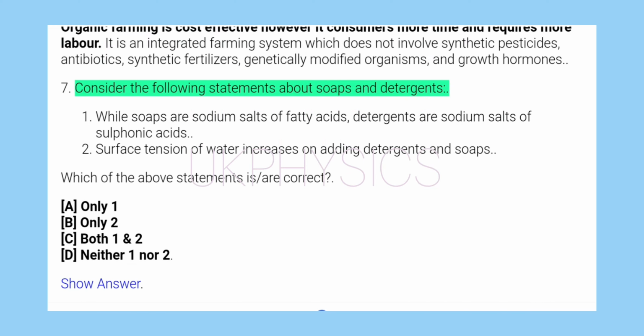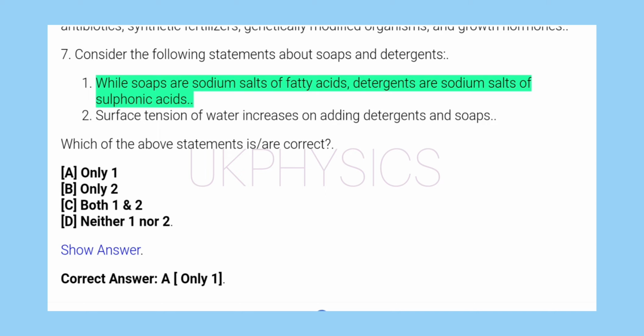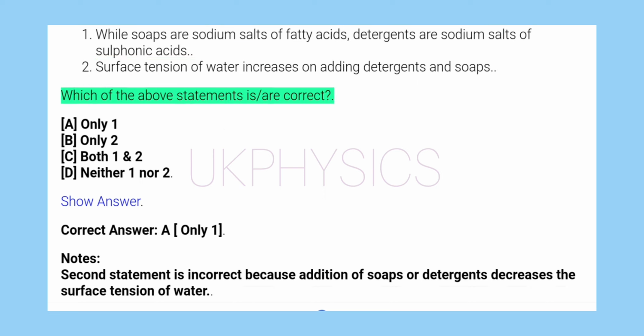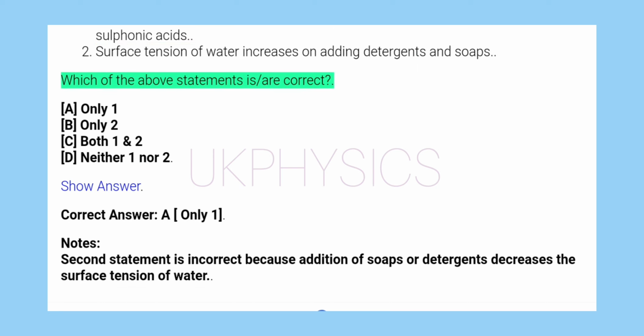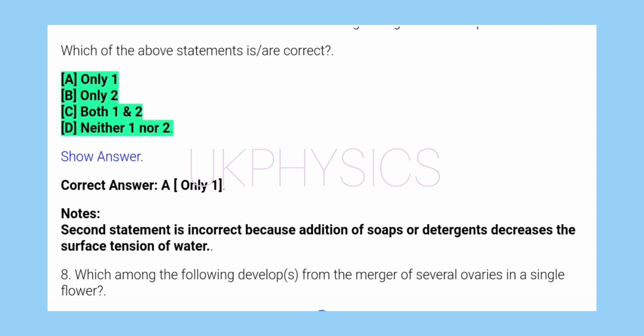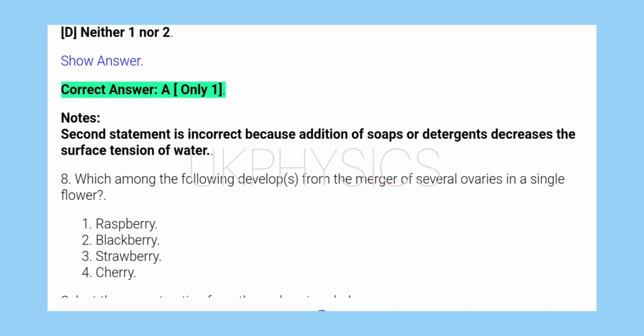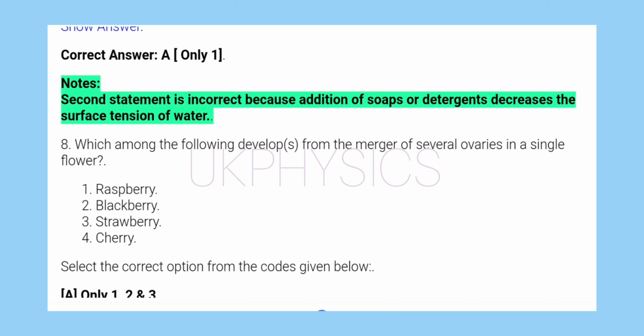Consider the following statements about soaps and detergents. 1. While soaps are sodium salts of fatty acids, detergents are sodium salts of sulfonic acids. 2. Surface tension of water increases on adding detergents and soaps. Which of the above statements are correct? A. Only 1, B. Only 2, C. Both 1 and 2, D. Neither 1 nor 2. Show answer. Correct answer, A. Only 1. Notes: second statement is incorrect because addition of soaps or detergents decreases the surface tension of water.